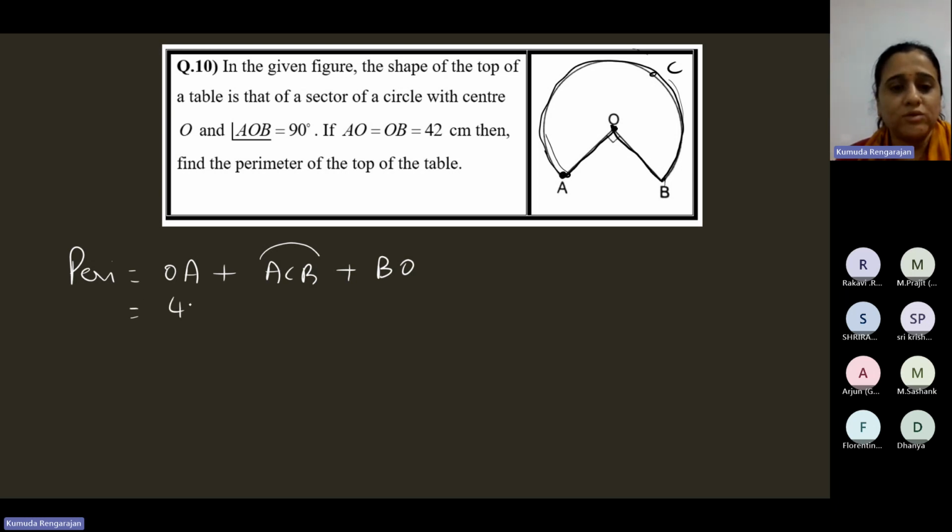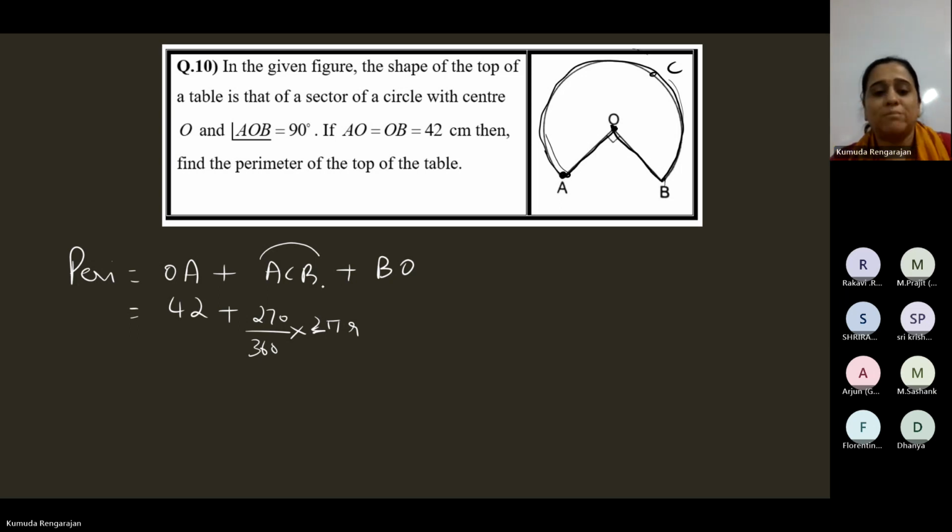So what is it? It's 42 plus 270 by 360 into 2 pi r. So here also children go wrong. By mistake, pi r square. Pi r square is for area. Here you're not finding area. You're finding the length of the arc. That is 2 pi r plus 42.